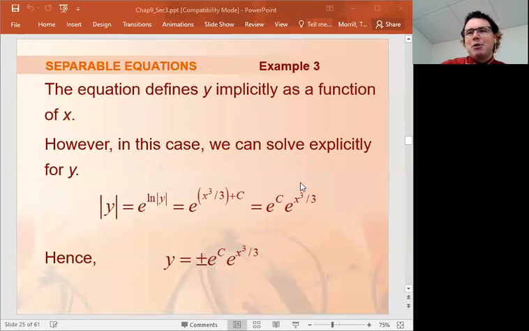Now, since the absolute value of y is equal to all this stuff, y itself is going to be plus or minus that expression. y is plus or minus e to the power c times e to the power x cubed on 3. Well, my independent variable here is the x, really. My dependent variable is y, and the c that I've got here is my constant of integration. So that is something that I would need to solve for, again, using an initial value problem.